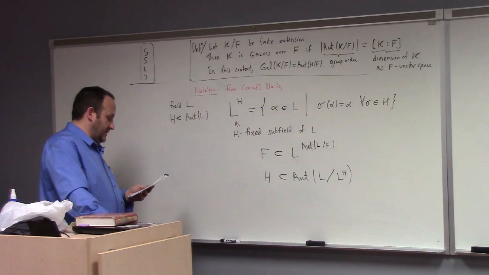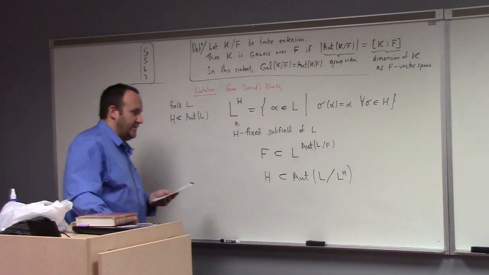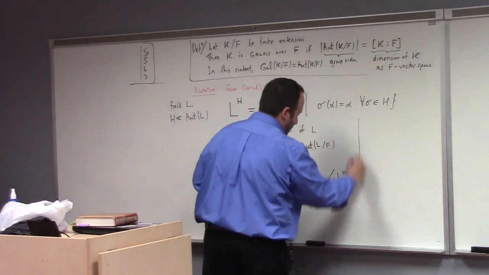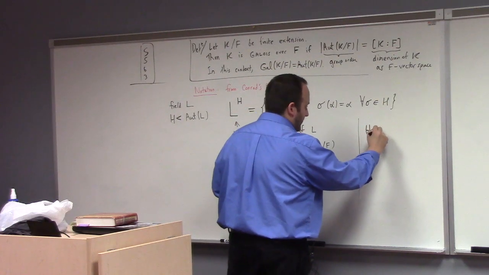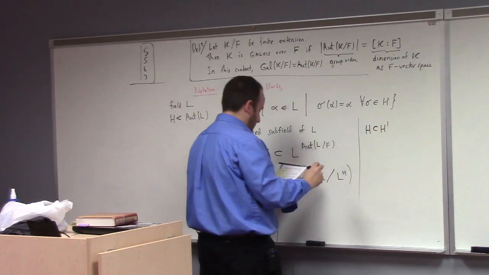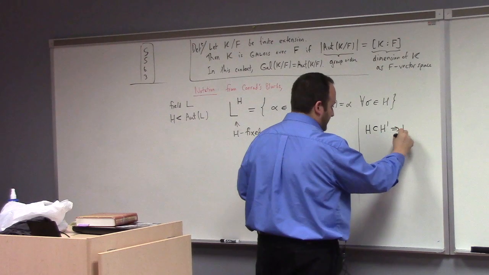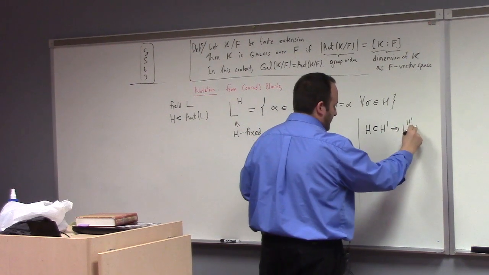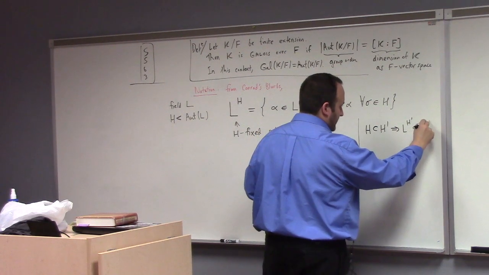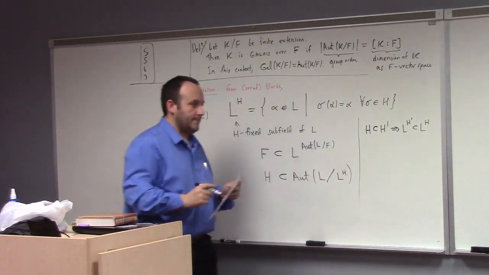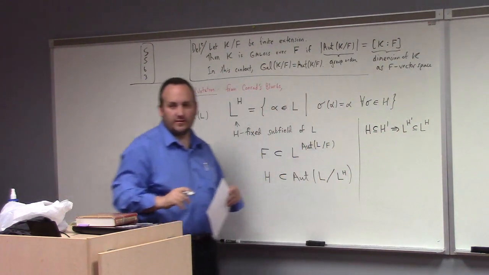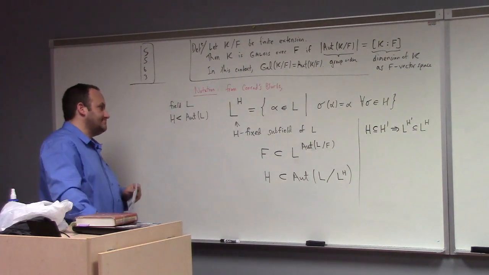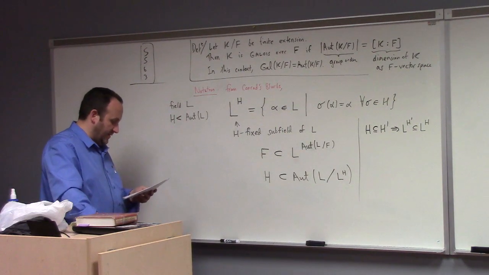In this notation, one of the things I said last time can be restated as: if H is a subgroup of H prime, then the fixed field of H prime is a subfield of the fixed field of H. That was the inclusion-reversing statement I made last time. All right, great.